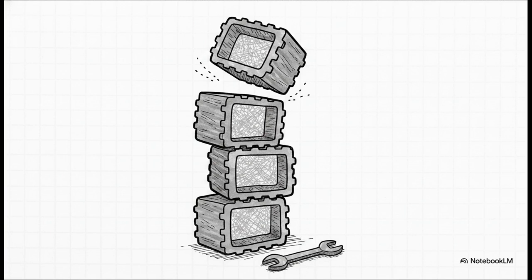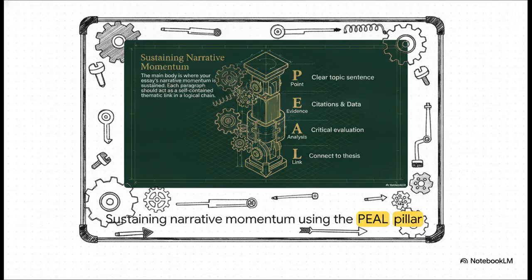Every single paragraph in your main body must be tightly assembled using the PEAL method to sustain narrative momentum. PEAL stands for point, evidence, analysis, and link. To construct a mechanically sound pillar, start with P, the point. That's your crystal clear topic sentence.